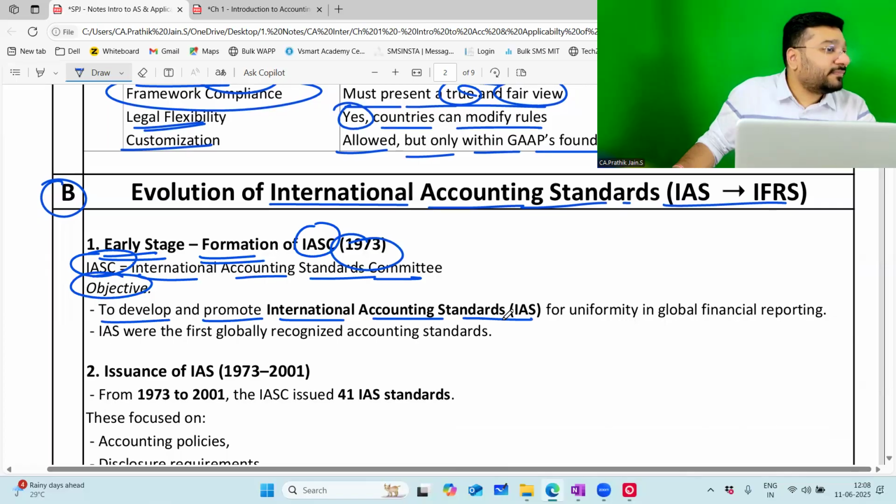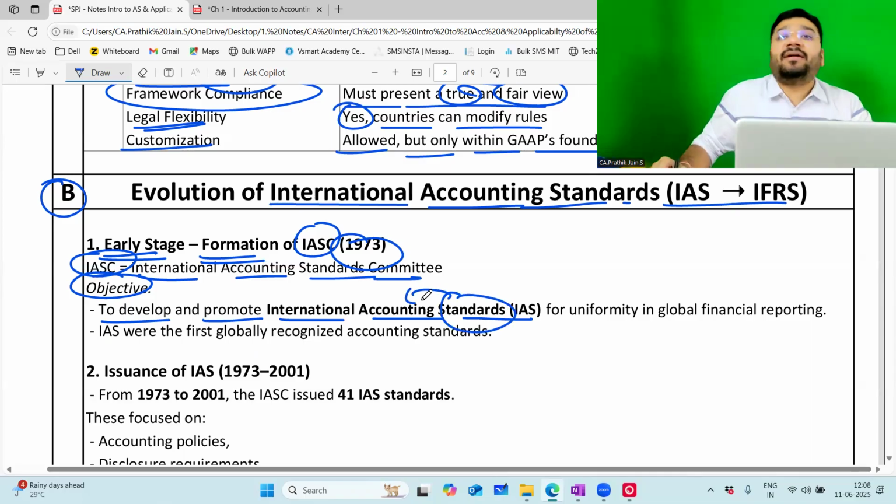IAS. IA stands for International Accounting Standards. So first time at the global level, the standards of accounting were presented. IAS. So this IAS was drafted by whom? This IAS was drafted by International Accounting Standard Committee. They approved it. They guided people how the accounting standard needs to be interpreted, how it should be accounted, and how it should be presented. Everything was taken care of.